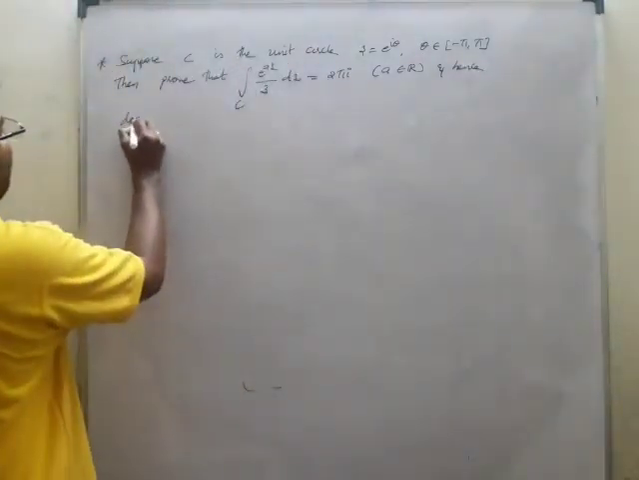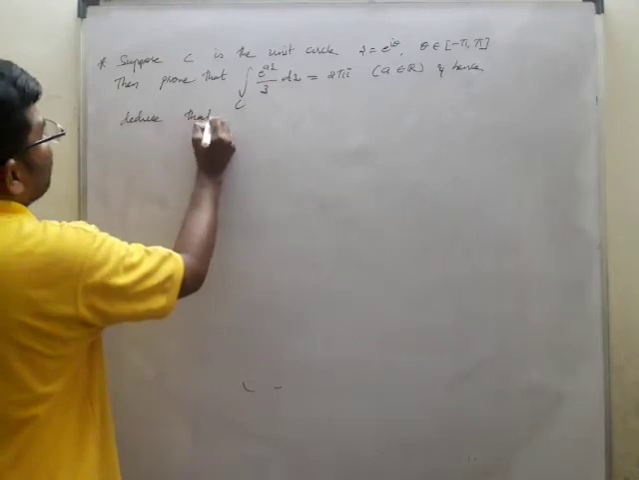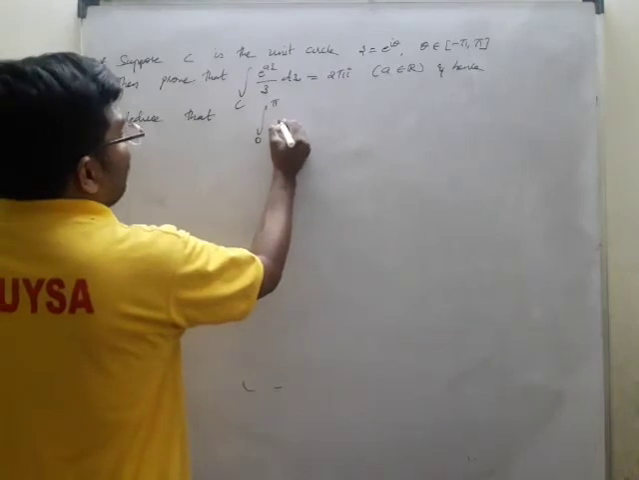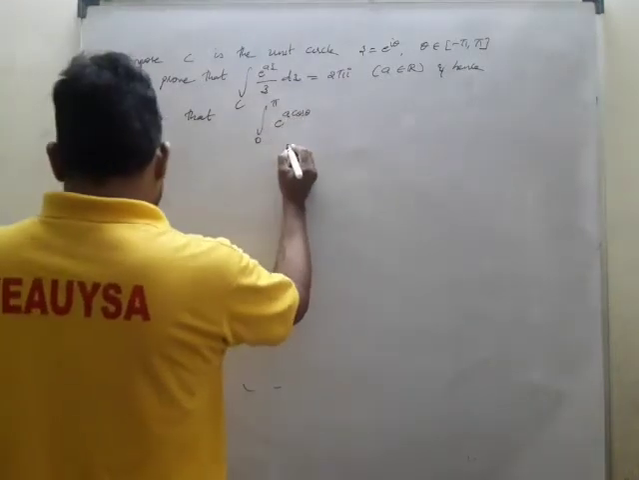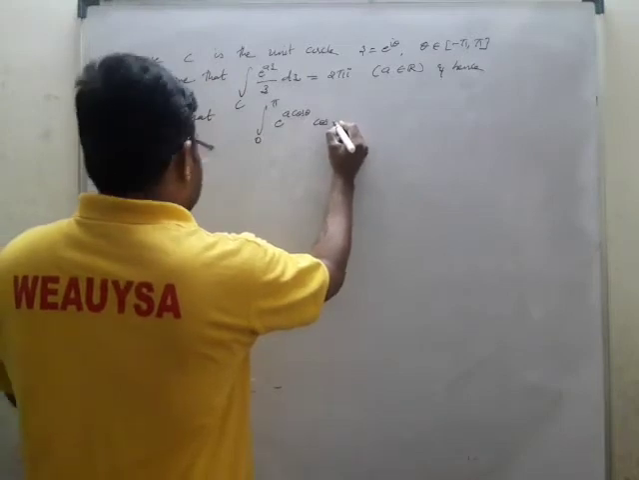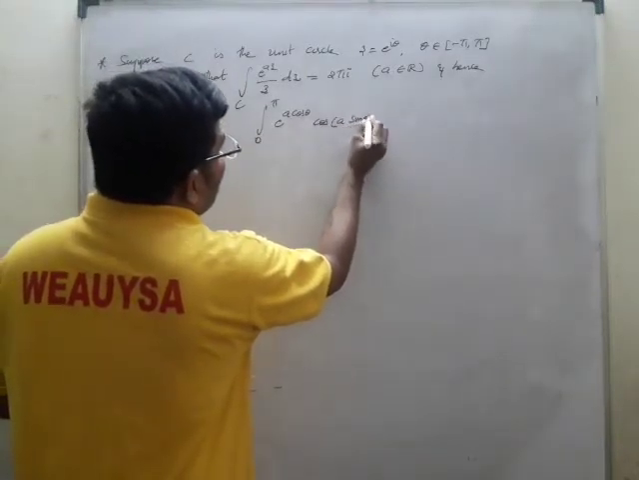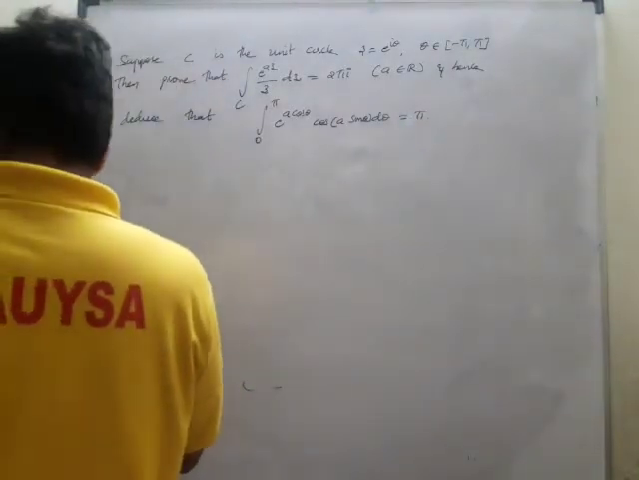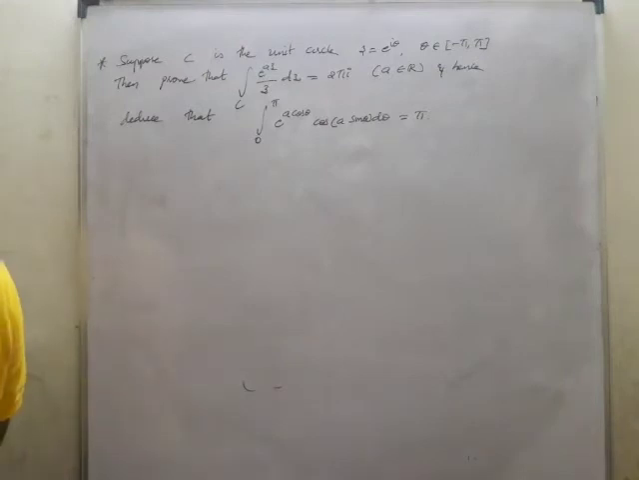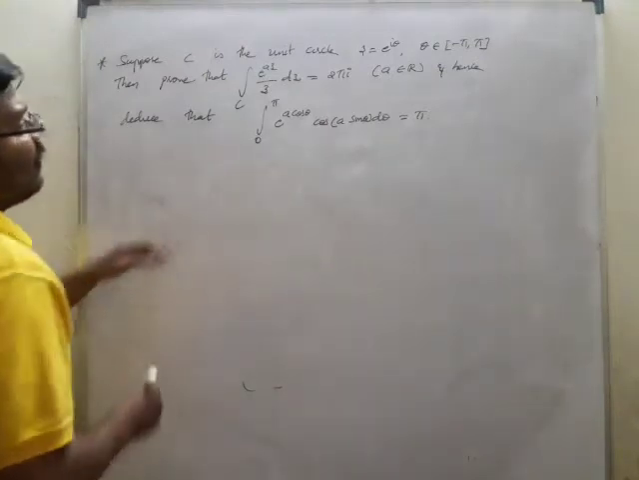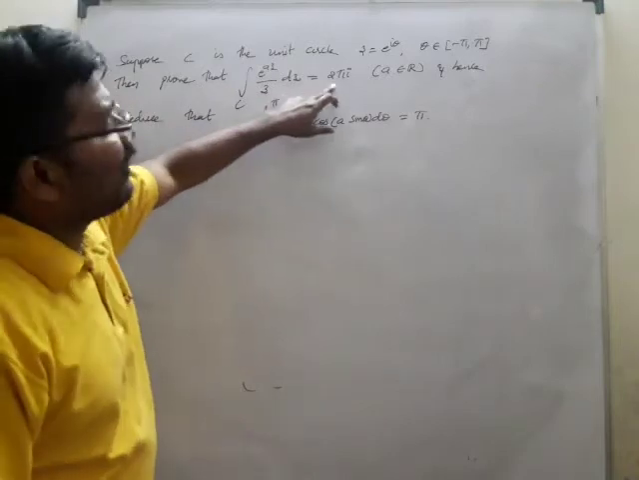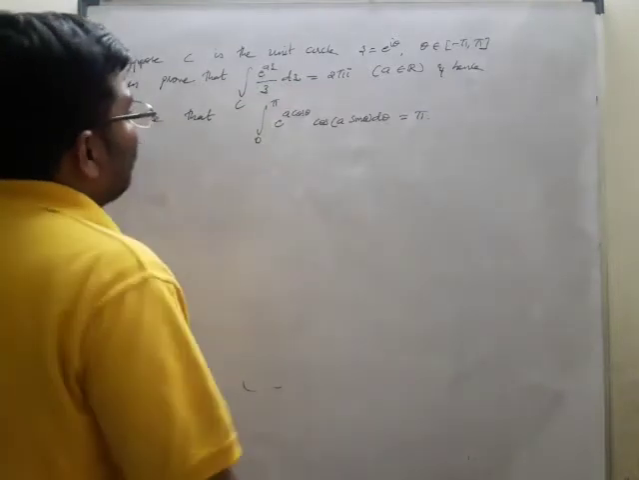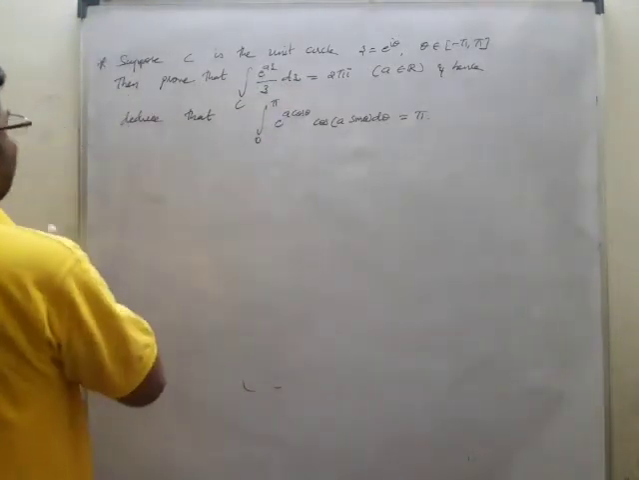And hence deduce the integral from 0 to pi of e power a cos theta into cos of (a sin theta) d theta is equal to pi. Now this is the problem we need to prove. So first we'll try to prove that it is 2 pi i. Then later on, by taking this, we'll try to prove the second result. Okay, now the solution.